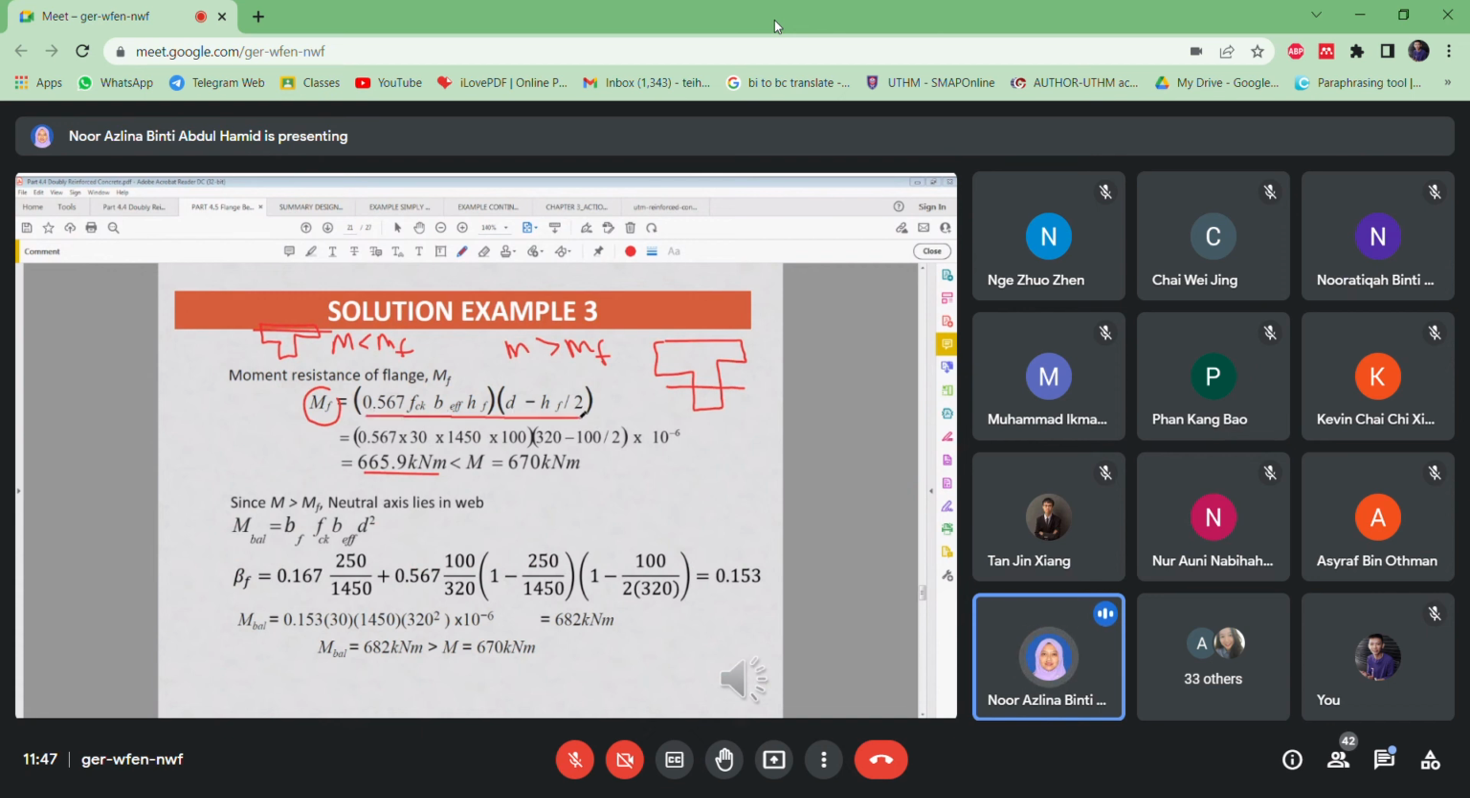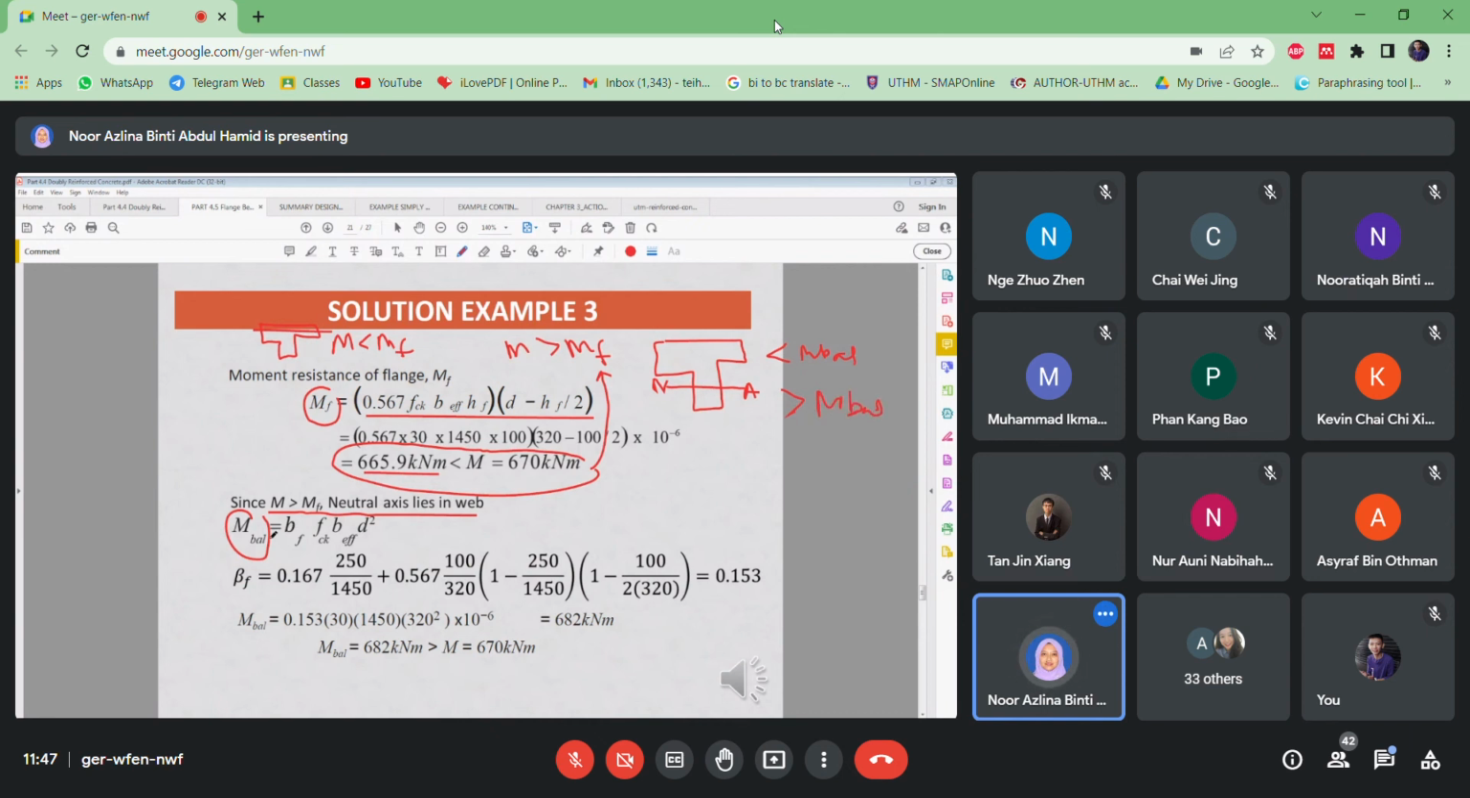Okay, by using this equation, it shows that MF is 665, which is less than M here. So that means the neutral axis lies in the web. Okay, so since M is more than MF, neutral axis lies in the web, you need to do the second checking with the M balance, right? We have an M balance. So is it less than M balance or more than the M balance?